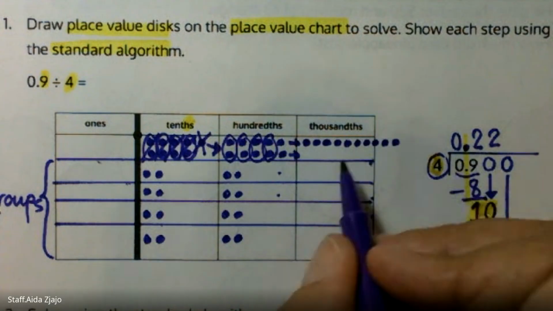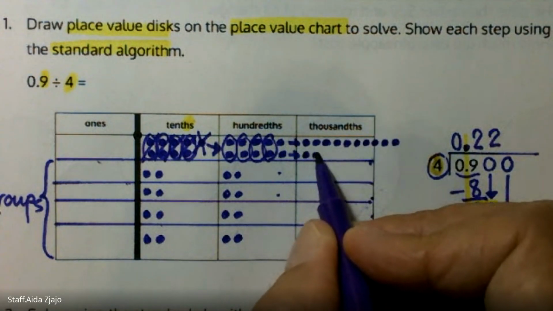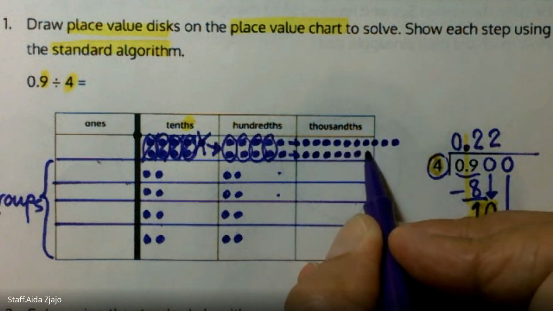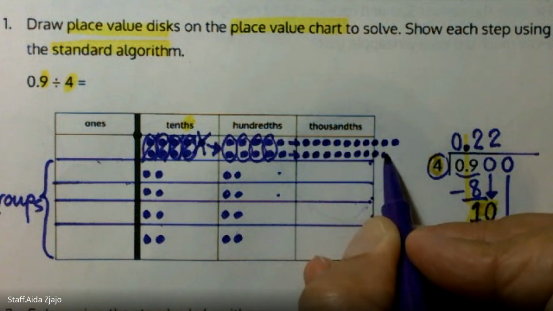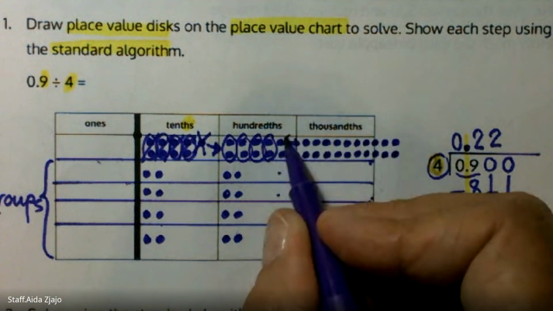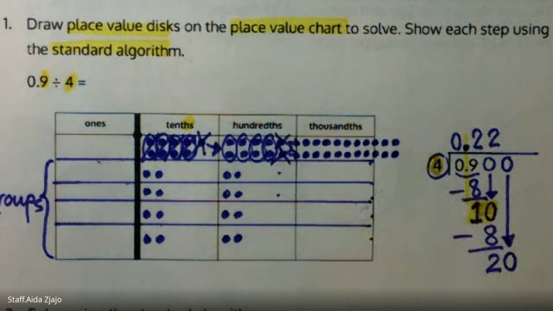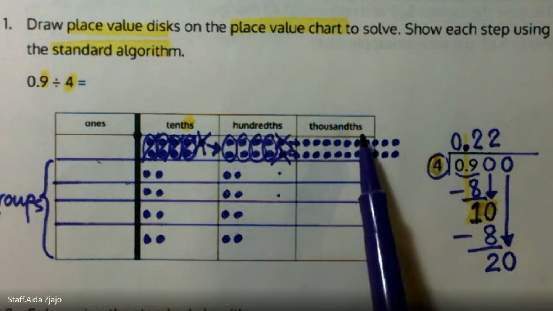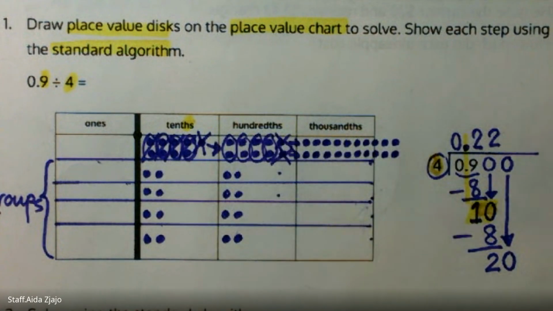I'm going to extend a little bit. 1, 2, 3, 4, 5, 6, 7, 8, 9, 10. So each of these will give me 10. So I will have 20 thousandths here. That is 20 thousandths.